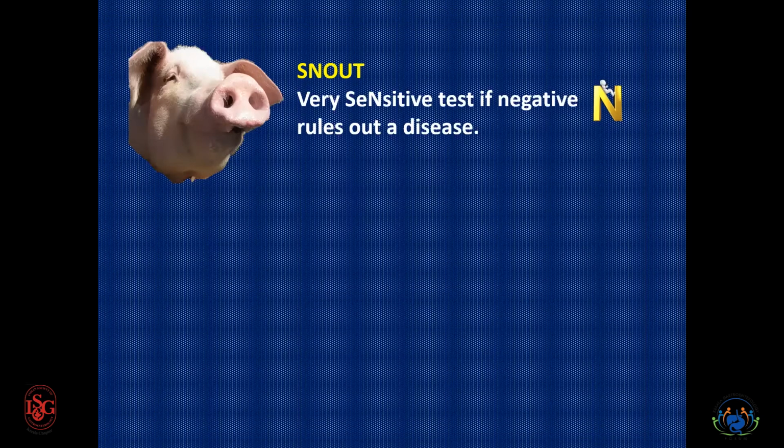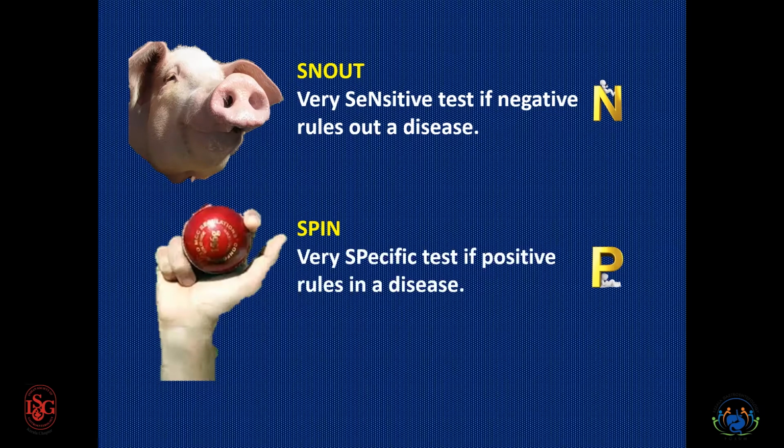One of the simple things that we use is what is called SnNout. A very sensitive test, if it is negative, you can safely rule out a disease. Similarly, a highly specific test is called SpPin. If it is positive, it rules in a disease. So that is the importance of highly sensitive and highly specific tests. Next, let us see how the prevalence of the disease influences the characteristics of a diagnostic test.